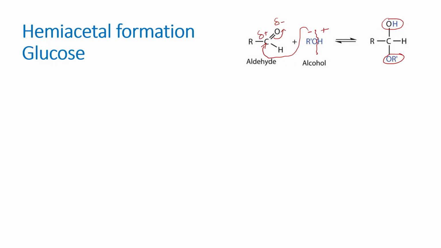But then we don't call it an ether, rather we call it a hemiacetal. So this is a hemiacetal. In this case, whether it is an aldehyde or a ketone, when an alcohol reacts by nucleophilic addition reaction, it forms a hemiacetal. If it is a ketone, it will be a hemiketal. So what happens in the case of carbohydrates?